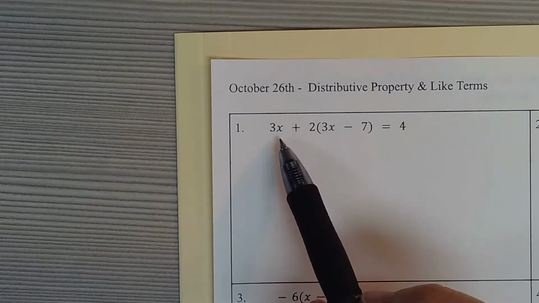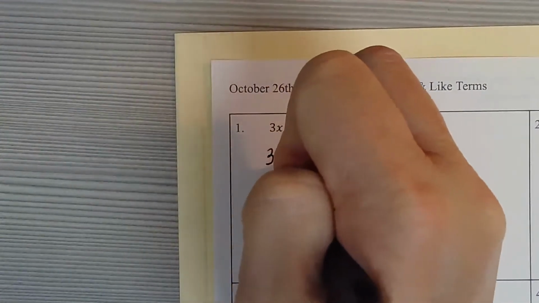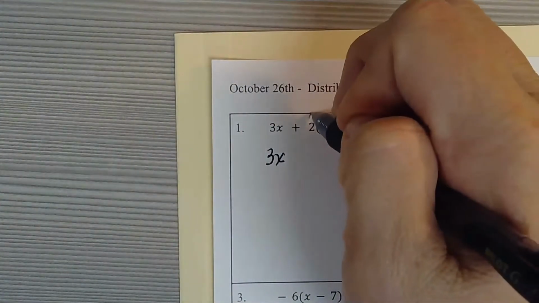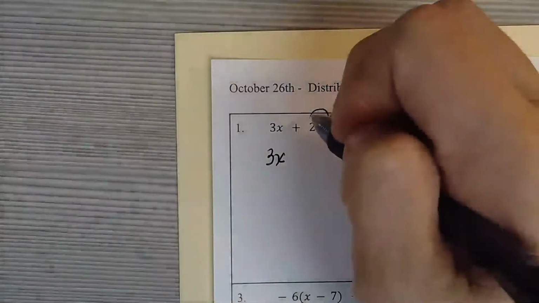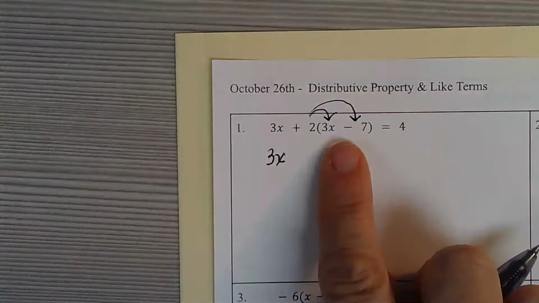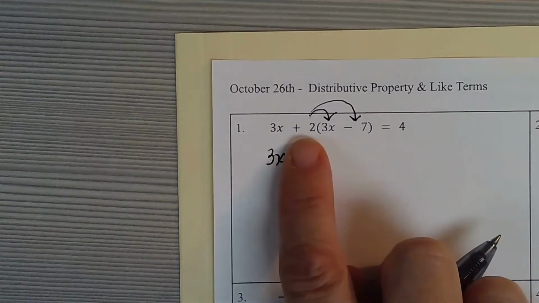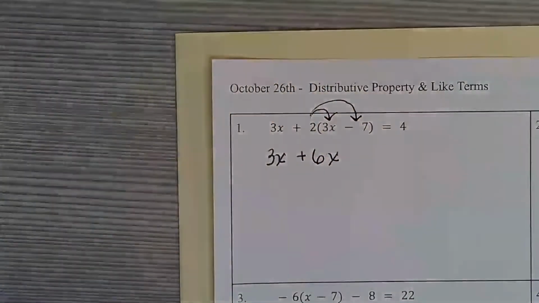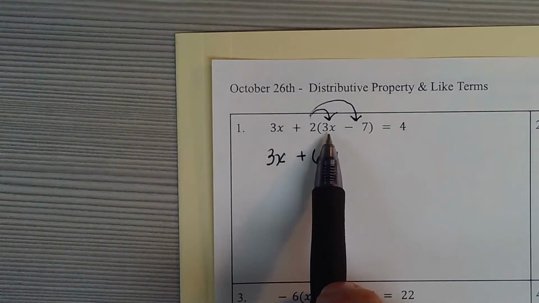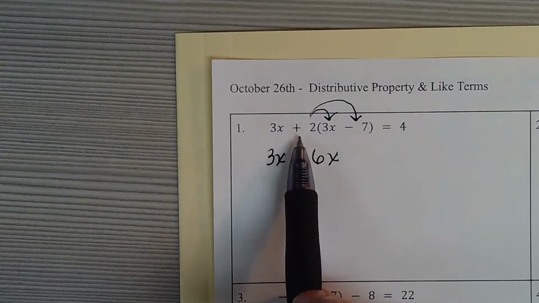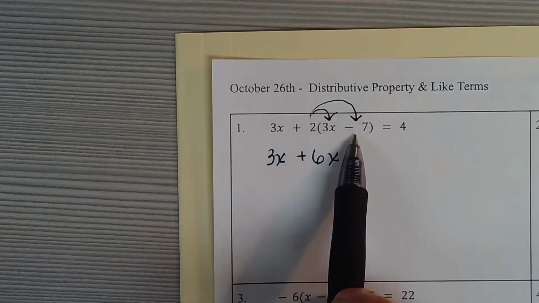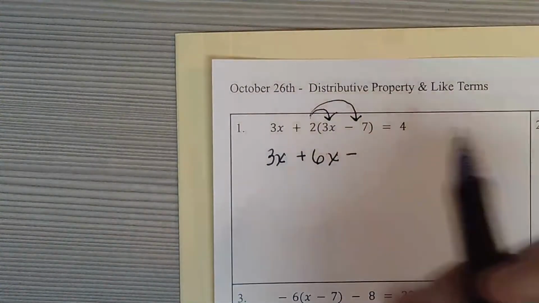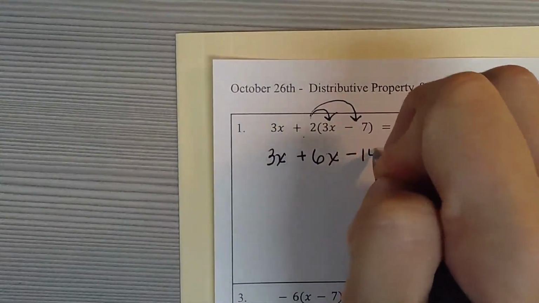Now, we're not going to do anything with this 3x. So I'm going to go ahead and write it down, 3x. And again, I'm going to distribute this positive 2. So I'm going to do positive 2 times 3x and positive 2 times, think of that as being a negative 7. So 2 times 3x is 6x, positive 6x. Again, positive 2 times positive 3x is positive 6x. Now we're doing positive 2 times negative 7. Positive times a negative is a negative. 2 times 7 is 14.